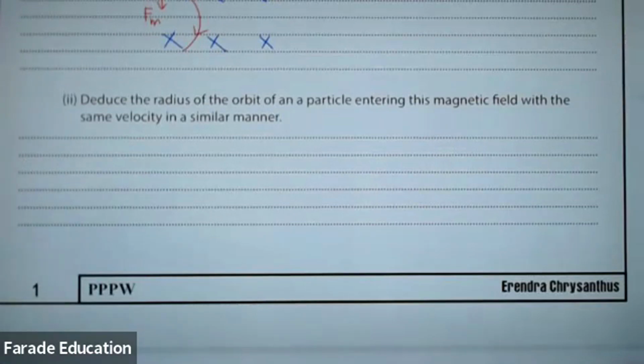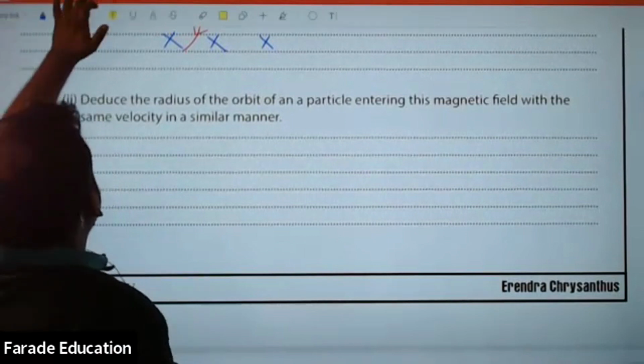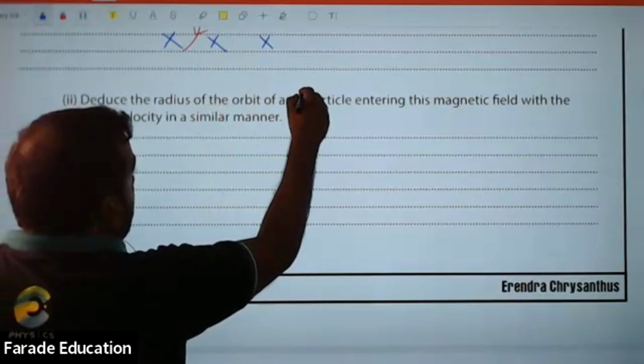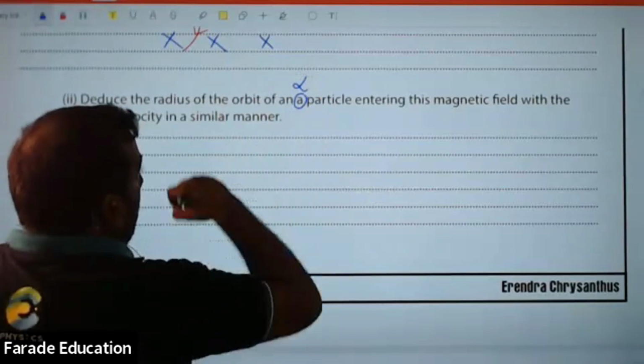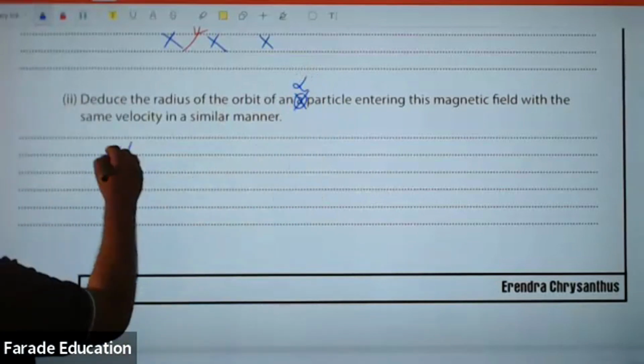Deduce the radius of the orbit of a particle entering this magnetic field with the same velocity in a similar manner. It should be an alpha particle. Small correction, actually: deduce the radius of the orbit of an alpha particle, not this. Now, what's an alpha particle?